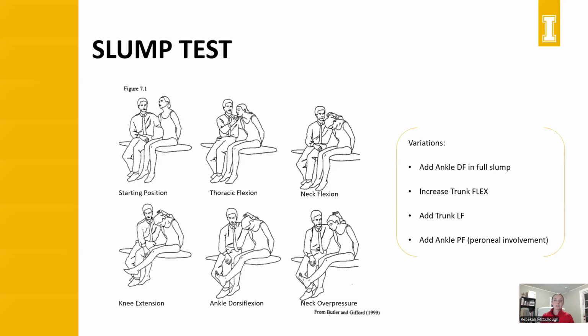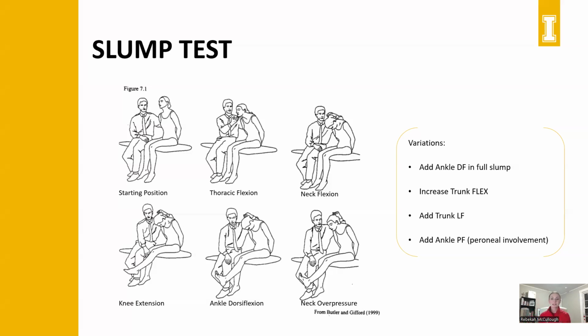So first, the slump test. Your starting position is going to be just seated. Then you have that thoracic flexion, neck flexion, knee extension, ankle dorsiflexion, and you can add that neck overpressure. I'll be sharing this PowerPoint with everybody. My hope was to have this as a good quick reference as well. And then we were also provided that reference over the summer that has been super useful for just a quick check to see which tissues, what you want to treat and how to do that test.